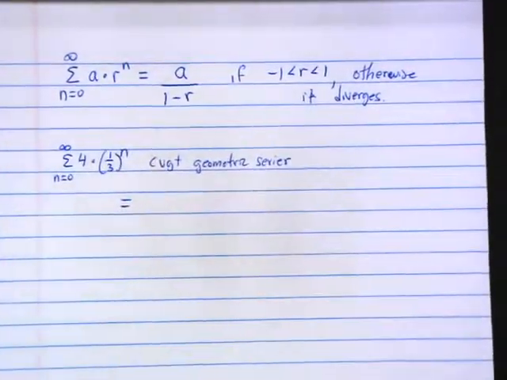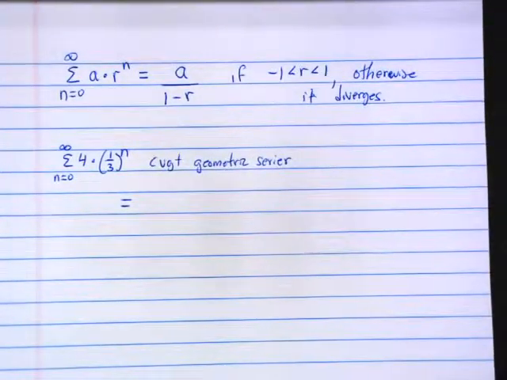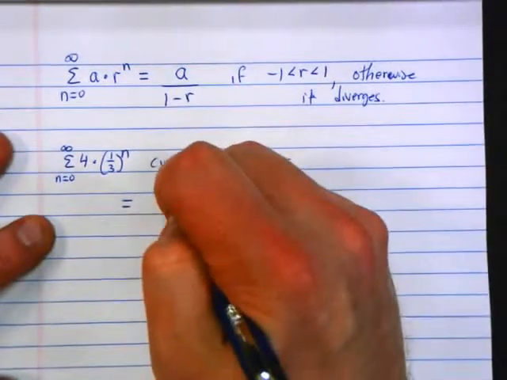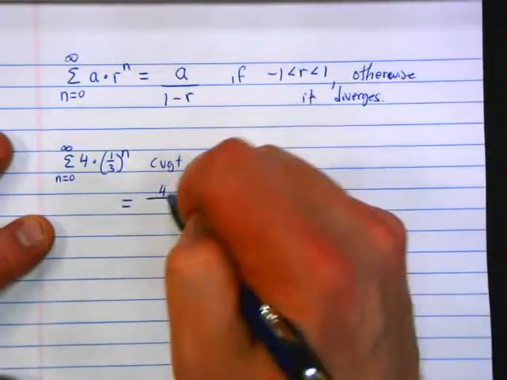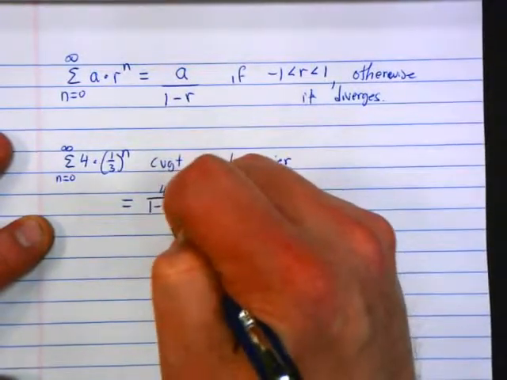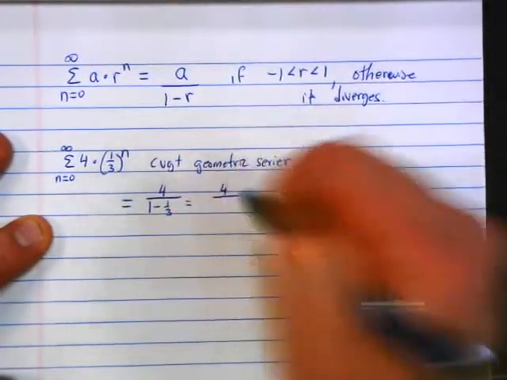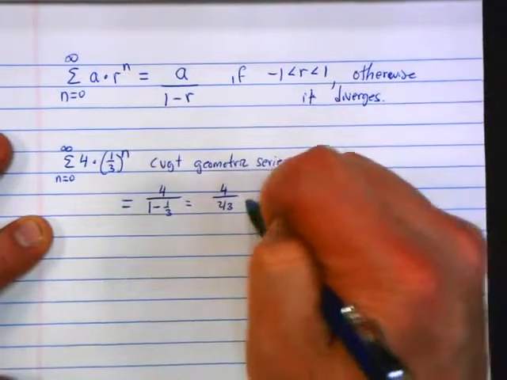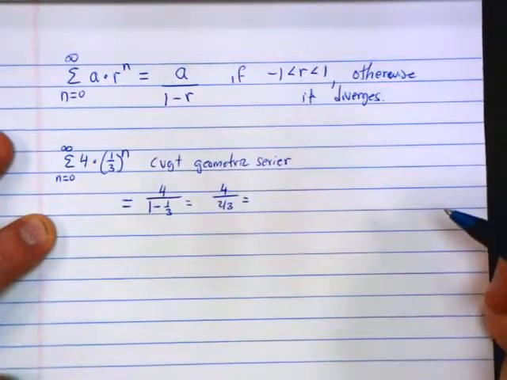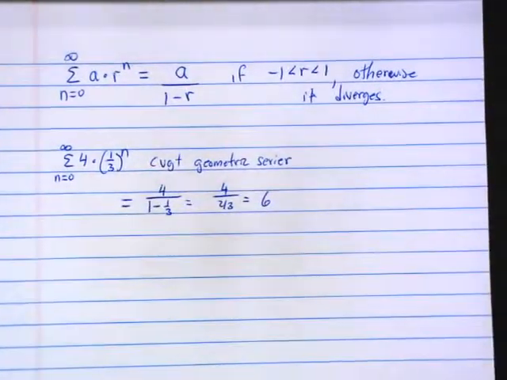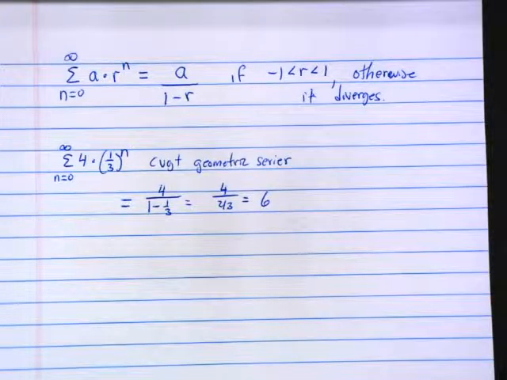But for a geometric series, you can do even better than that. You can tell me exactly what it converges to. It converges to 4 over 1 minus 1/3. That's 4 divided by 2/3. What's 4 divided by 2/3? 6. So not only does it converge, it converges to the number 6. Questions on that?